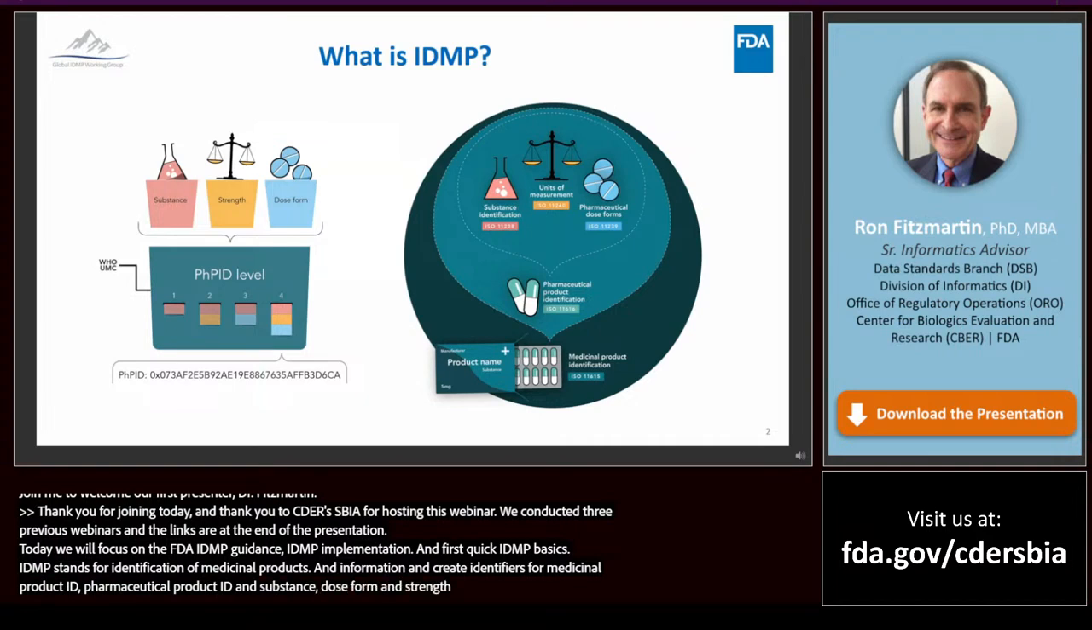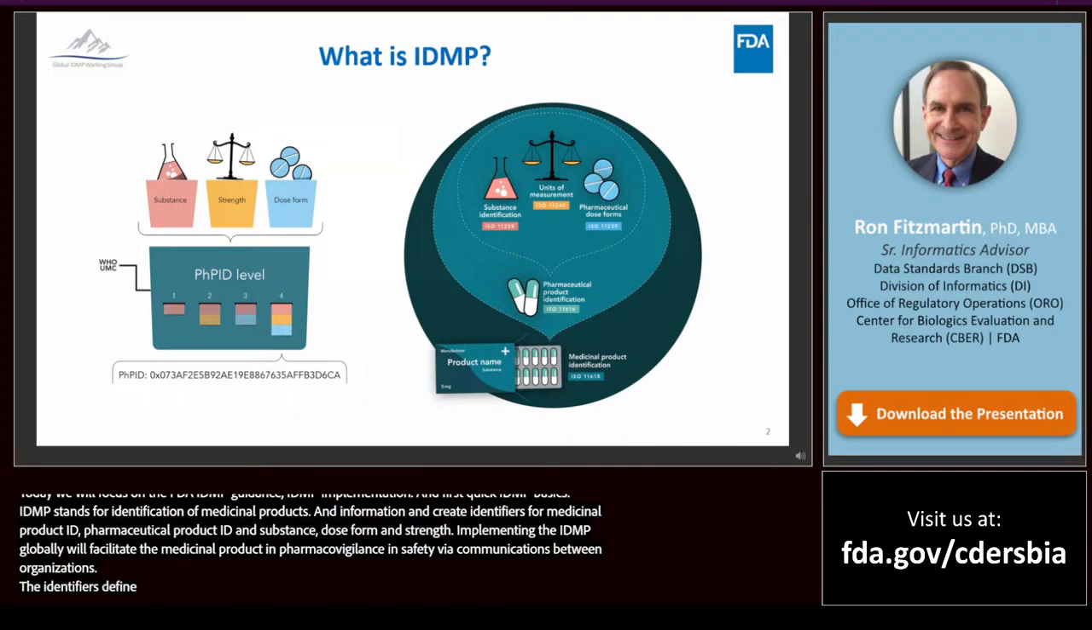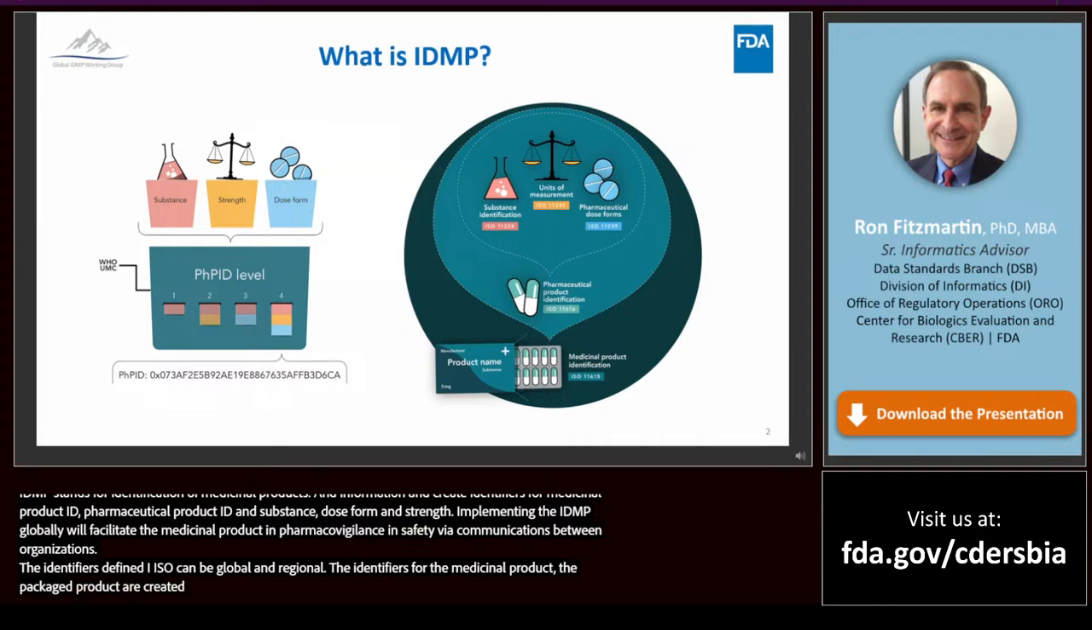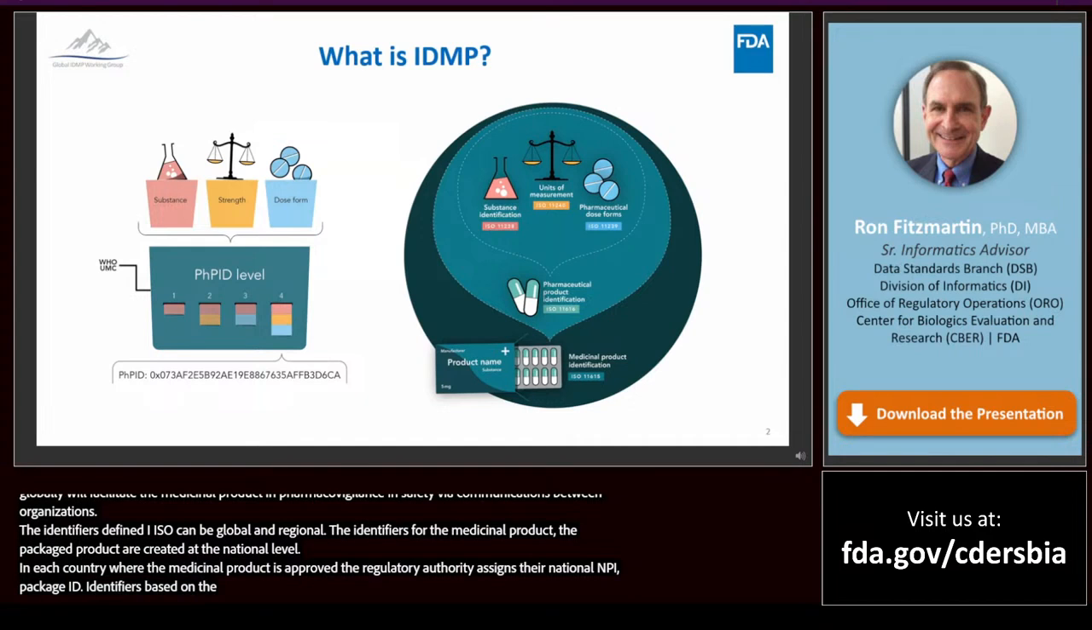Implementing the ISO IDMP standards globally would facilitate the unique identification of medicinal product in the context of pharmacovigilance and safety throughout the world via communications between organizations. The identifiers defined by ISO can be both global and regional. The identifiers for the complete medicinal product, the packaged product, are created at the national level. In each country where the medicinal product is approved, the local regulatory authority assigns their national MPID, or medicinal product identifier, and the package ID, since they are identifiers based on the packaging for that particular country.